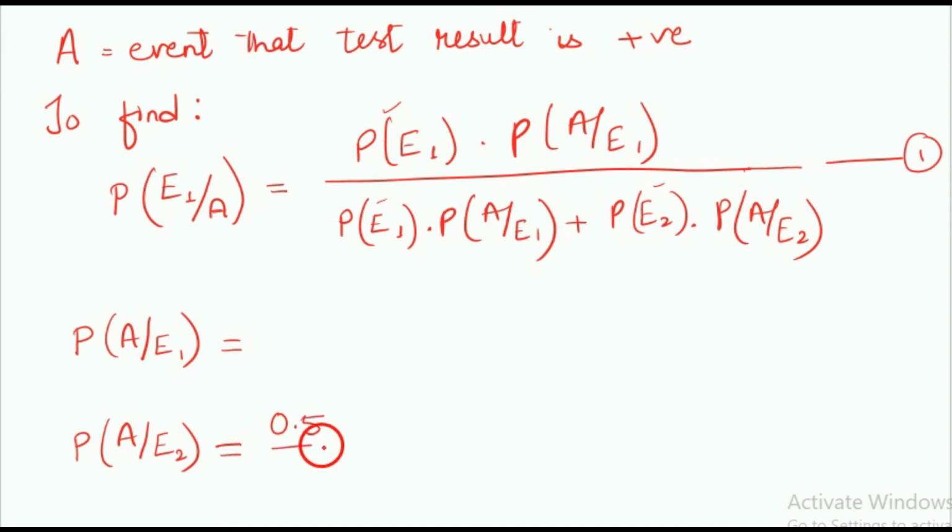0.5%. 0.5% means 0.5 out of 100. This is a healthy person, E2. So what is the probability that his test will become positive? It is given to us. That is 5 by 1000.